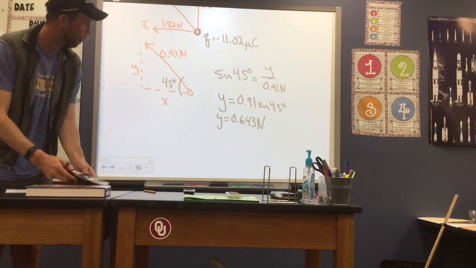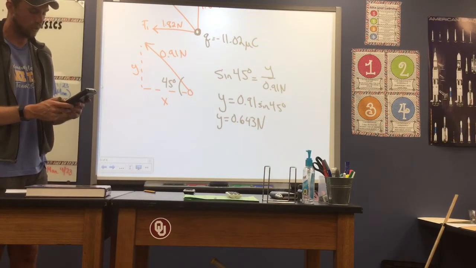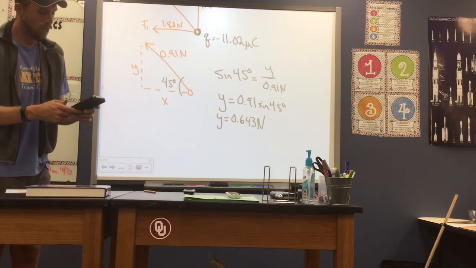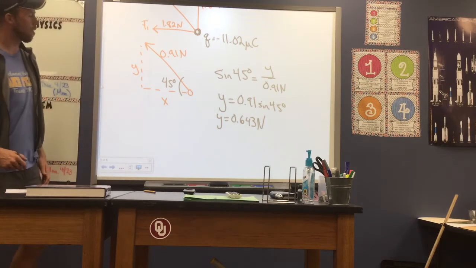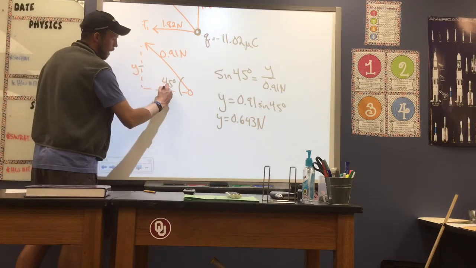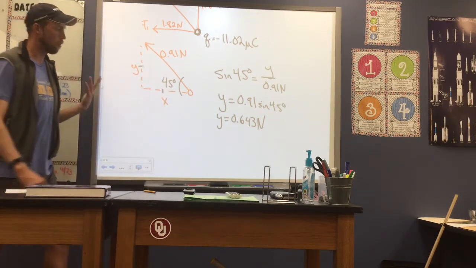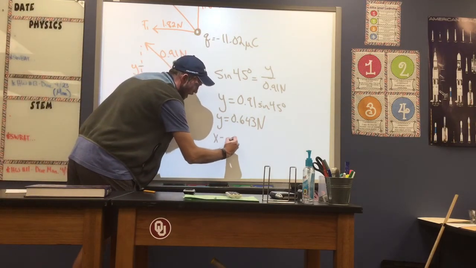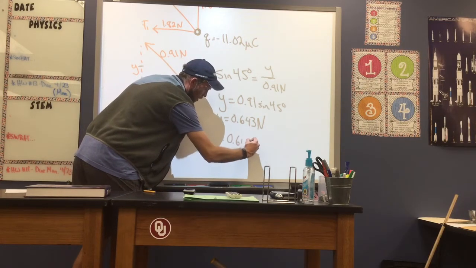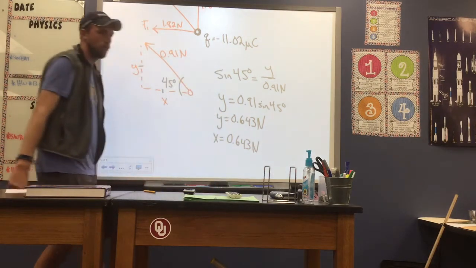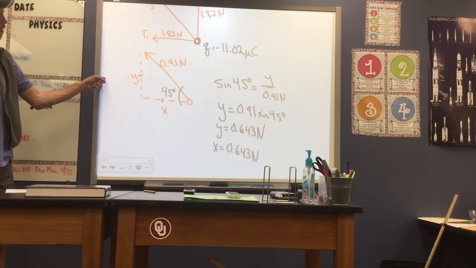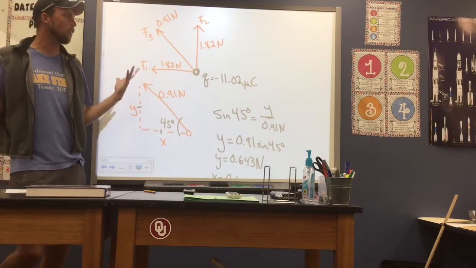Now, because we're dealing with a 45, 45, 90 triangle, we know our x component and our y component are going to be the same value. So we know that the y value of this force and the x value of this force are thus the same, 0.643 newtons. So now that we've broken F3 into its components, we can add everything accordingly.